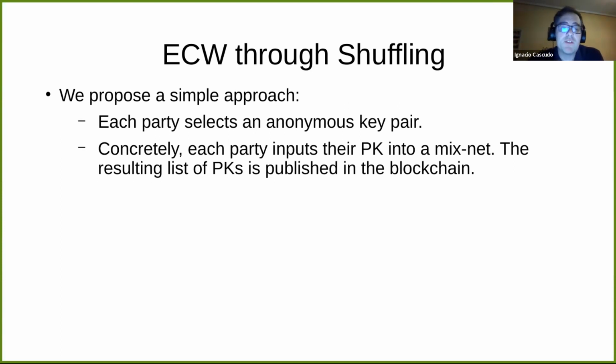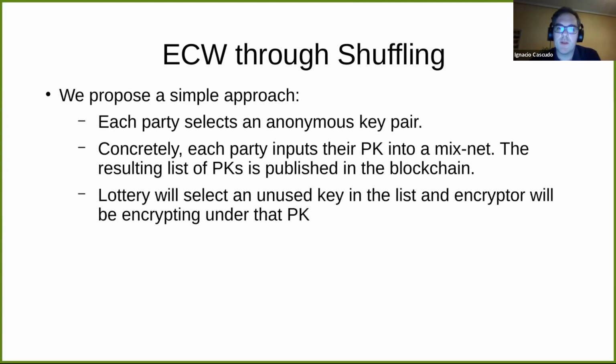Once you have this list, encryption to the current winner is essentially trivial because a lottery will select a random key in this list that has not been used yet. And then the party that needs to encrypt information will just use that public key to encrypt. So this is the solution for encryption to the current winner.